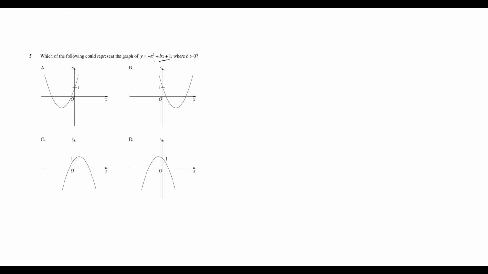So minus x squared means it's going to be concave down. So right away we can eliminate options A and B. At this point in time you have about a 50-50 shot. And let's see, what else do we know? We know that there's +1, so that's going to be our y-intercept. So luckily, all of these are satisfying that +1 y-intercept.